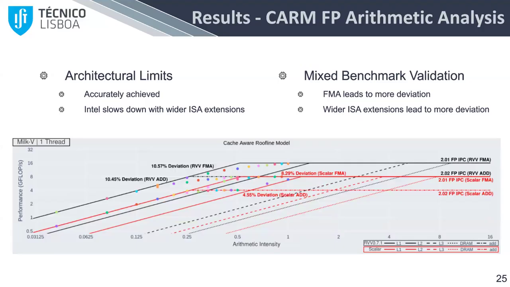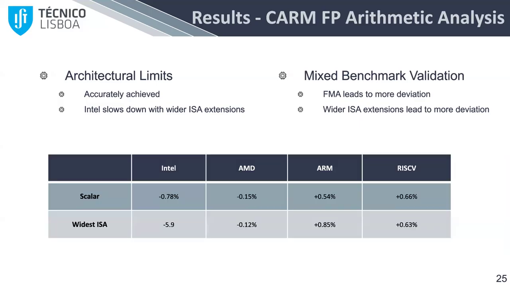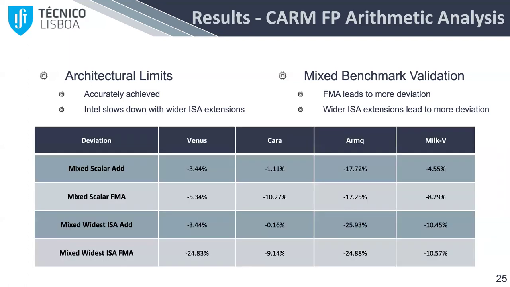And then finally on MILK5, we also obtain two instructions per cycle on the floating point tests, but then we do get a smaller deviation from the mixed benchmarks, with the most deviation coming from RVV at 10%. So basically the floating point limits were generally easier to achieve in all architectures, as you can see from this table that sums up the deviations from what we expected. However, the mixed benchmarks show that by stressing the memory and computation at the same time, some pipeline conflicts can lead to some slowdowns, particularly with more complex floating point operations, such as the fused multiply add, or when ISAs with bigger operands are used.